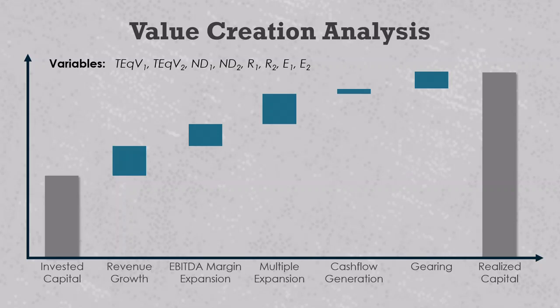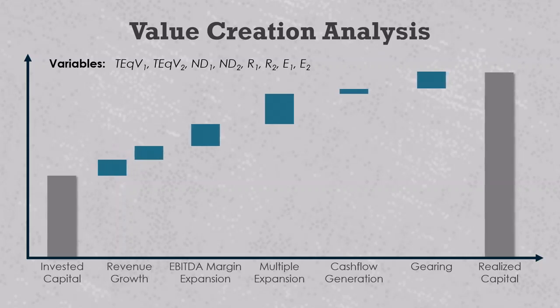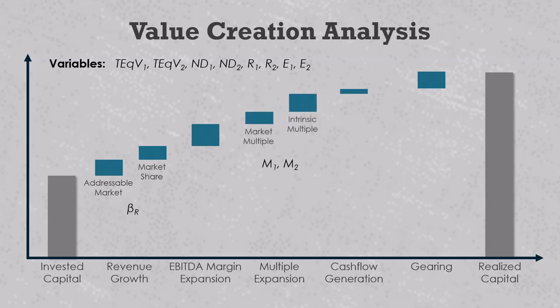To break out addressable market growth and market share growth, you need an estimate of how much the company's addressable market changed over the holding period. I use beta sub R for that. It's a number that you might take from an industry expert report like Gartner or Forrester, or you might estimate it from economic data. For example, I've used the U.S. Bureau of Economic Analysis website in the past, where you can download decades of free data providing gross output by industry sector.